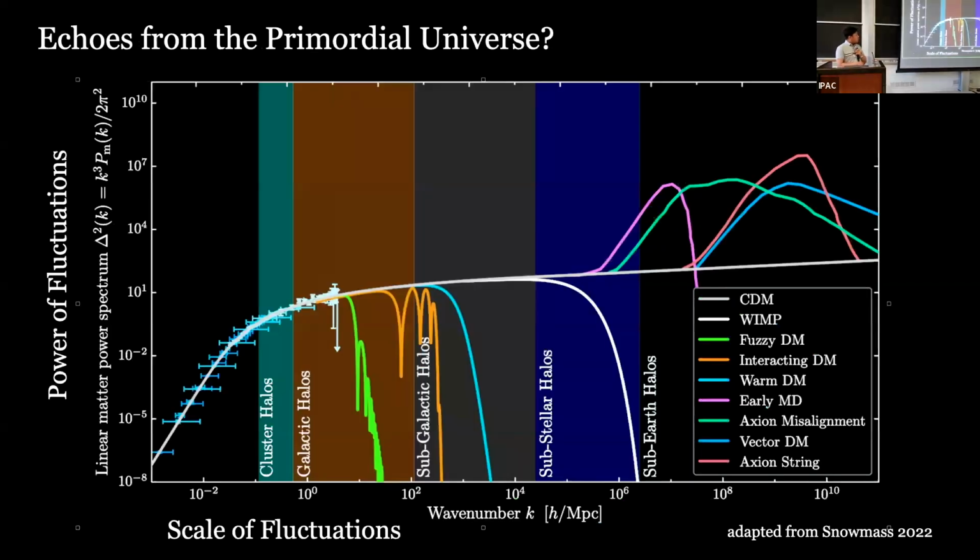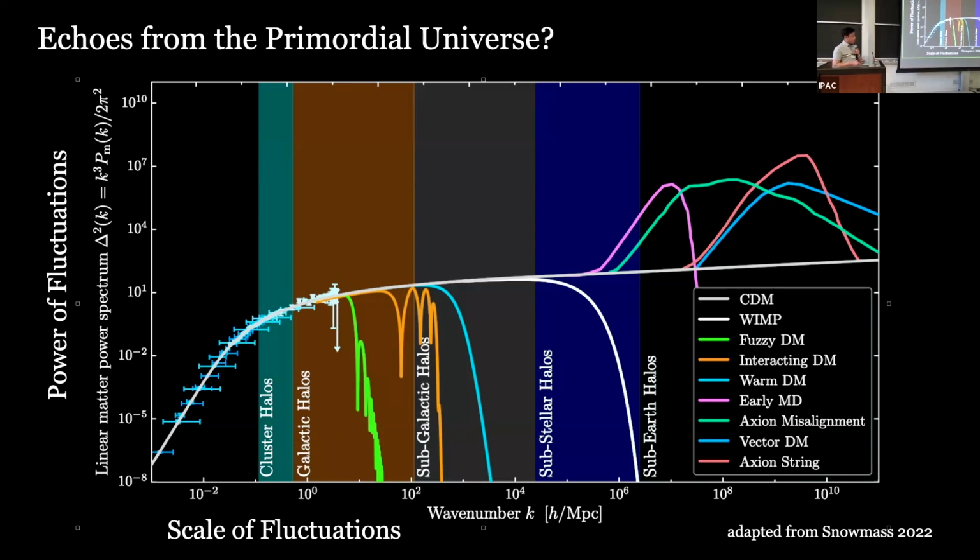One simple way to do this is to change the initial condition of the universe. This is the linear matter power spectrum, the power of fluctuations as a function of the scale of the fluctuations. These observational data points are constrained from the CMB and Lyman-alpha forest. The punchline here is that these constraints all truncate at fairly large scales. So we actually have very limited knowledge about the initial condition of the universe at subgalactic scales, where a lot of interesting features could live.